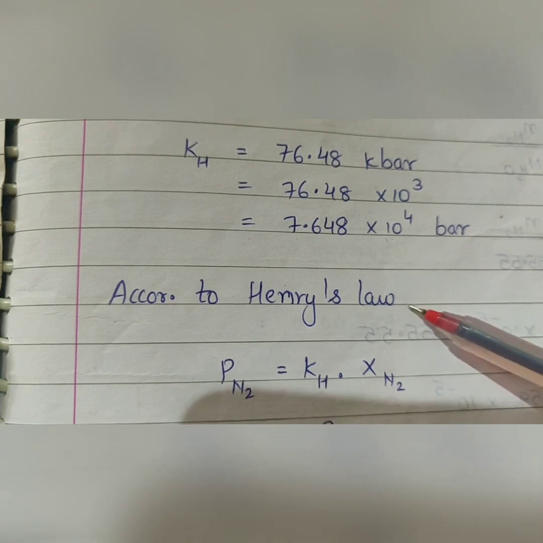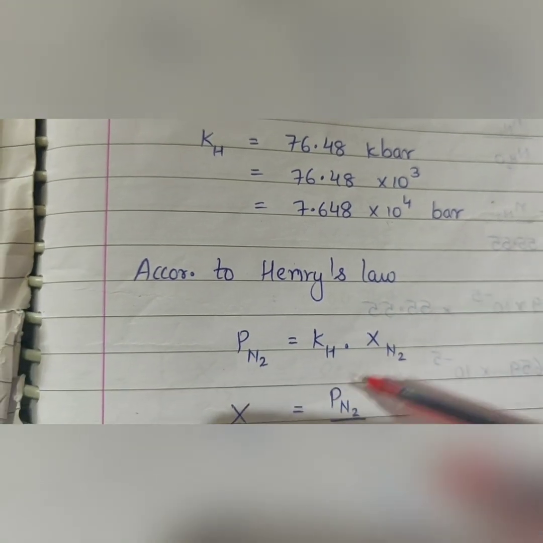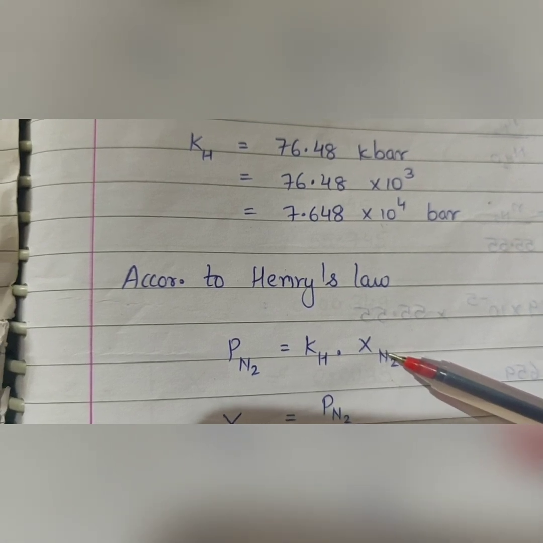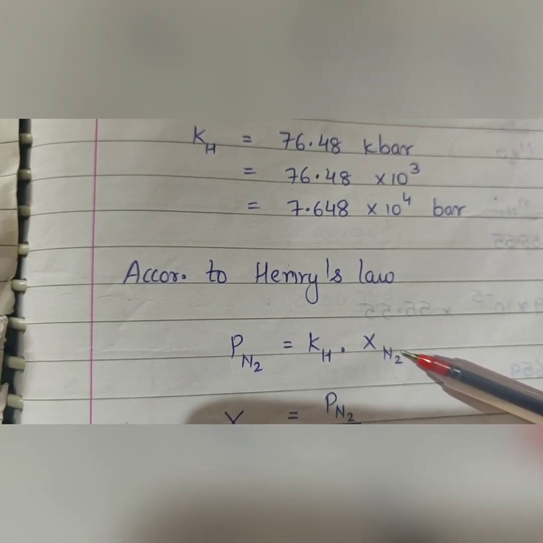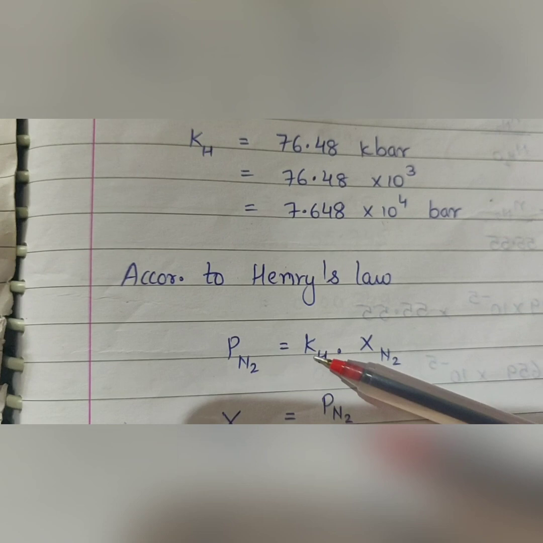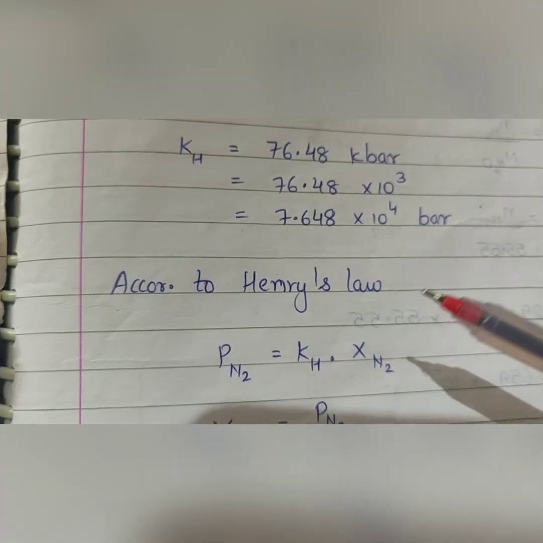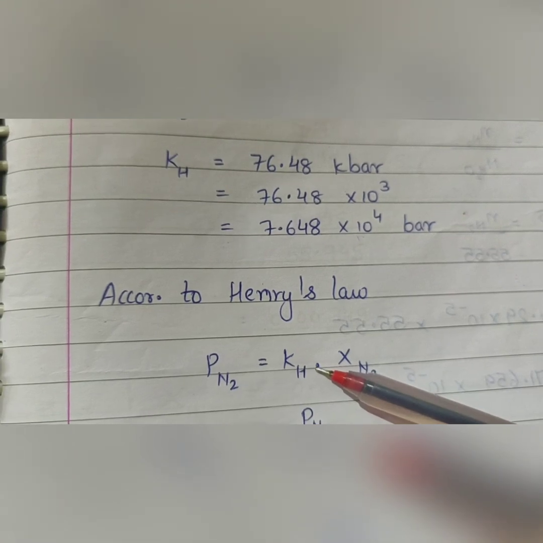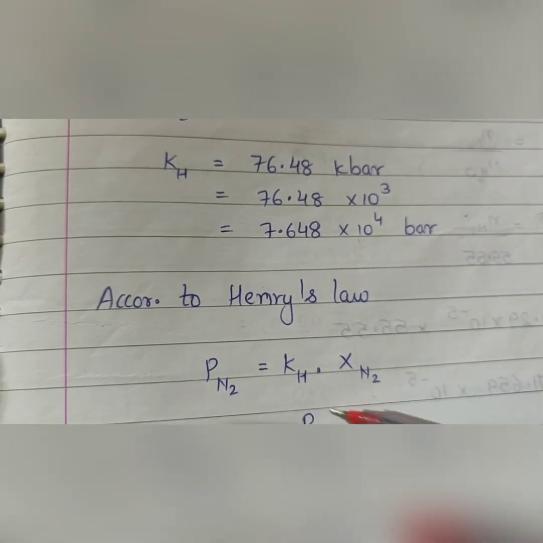Now we know the formula of Henry's law, or the equation that we derived. P is equal to KH into X, right? So P of N2 is equal to KH into X of N2. We are having the partial pressure of nitrogen. We are having the value of Henry's constant. We need to find now the mole fraction.